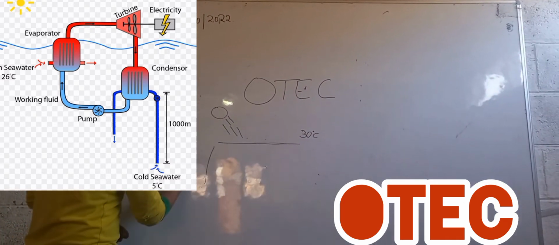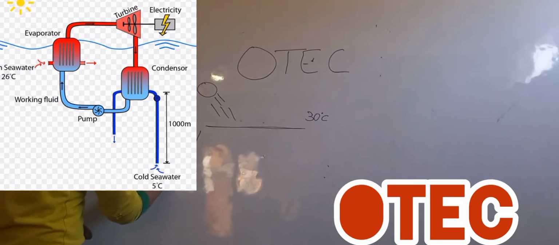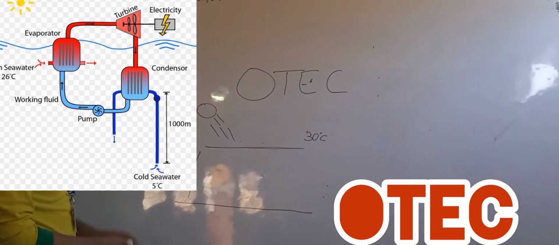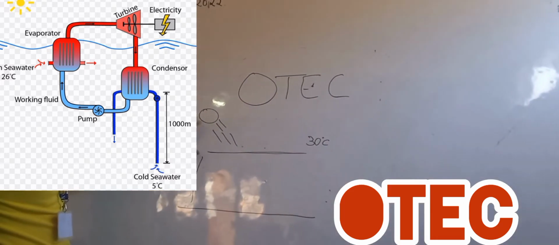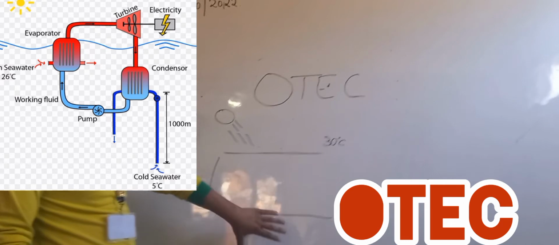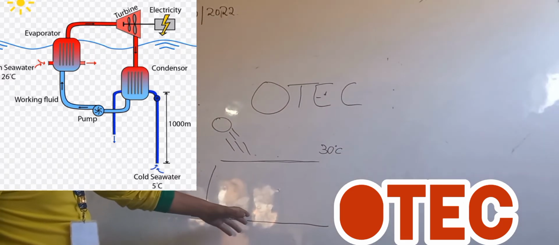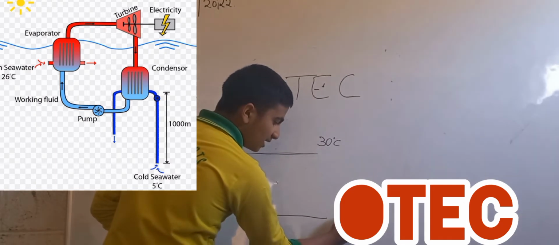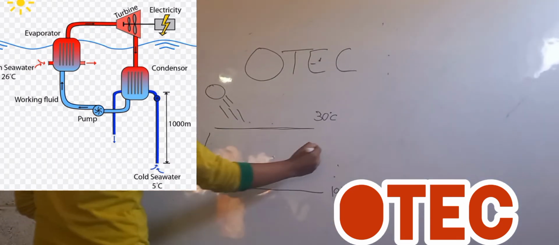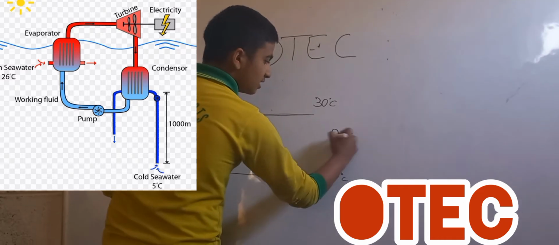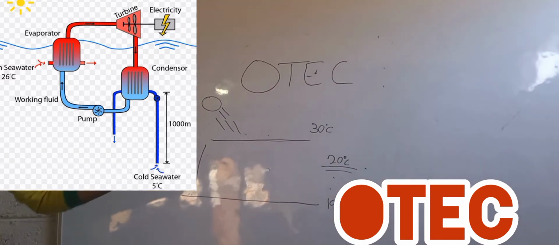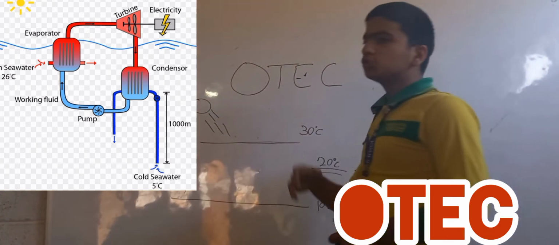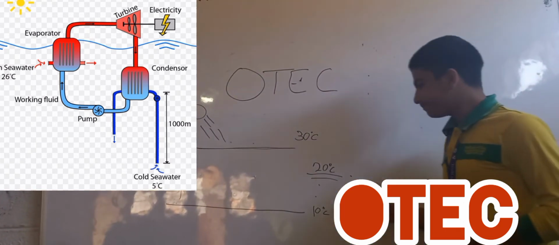But if we go 1000 meters deeper than this layer, the rays of the sun do not fall there and the water remains colder as compared to the topmost layer. So here the temperature must be about 10 degrees centigrade. 30 minus 10 is equal to 20 degrees centigrade. Here the temperature difference is 20 degrees centigrade, and this temperature difference helps us to produce energy or useful work.